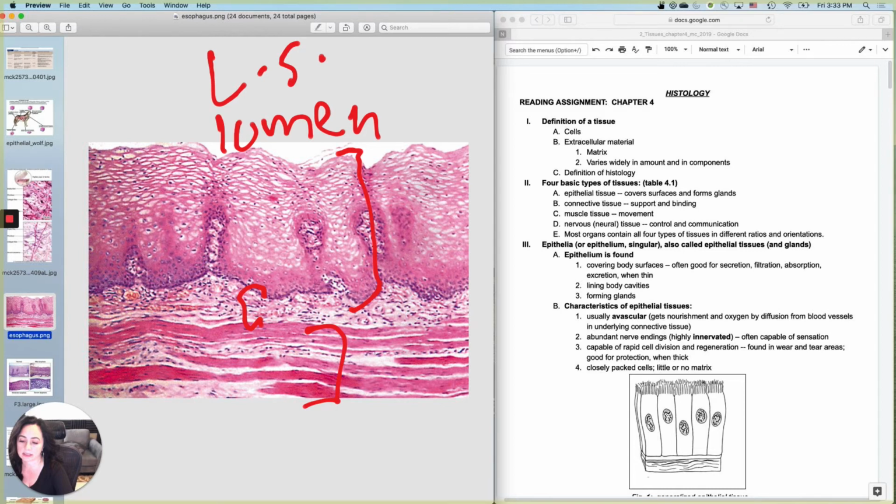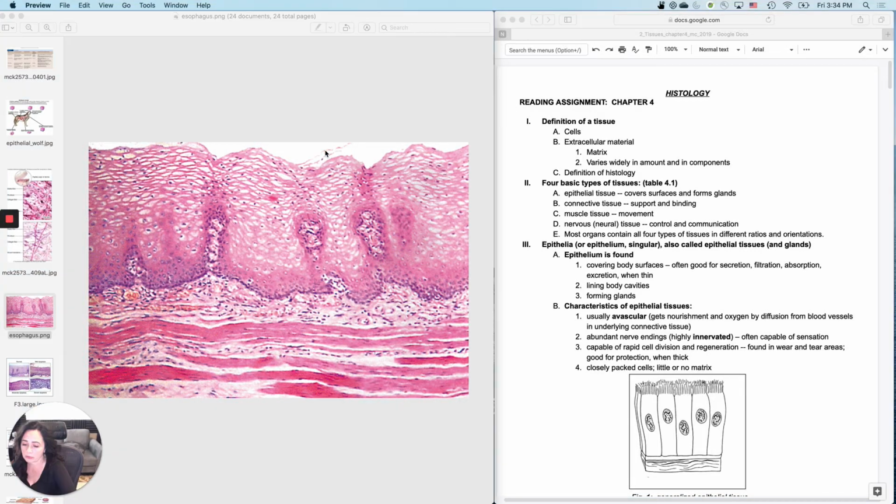So right now what we're actually interested in is the tissue right here, right? The epithelial tissue. So how could I tell it's an epithelial tissue? Well, that's what we're going to get to in just a second. I can tell it's an epithelial tissue because it's clearly close to a surface.